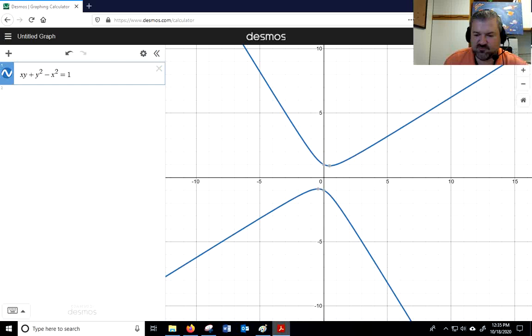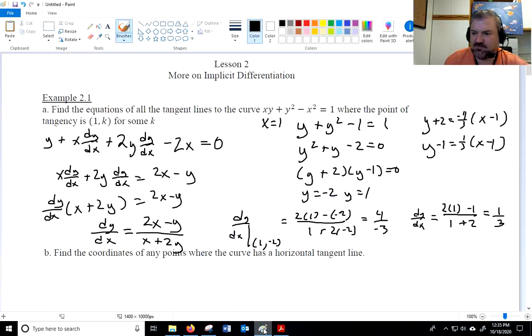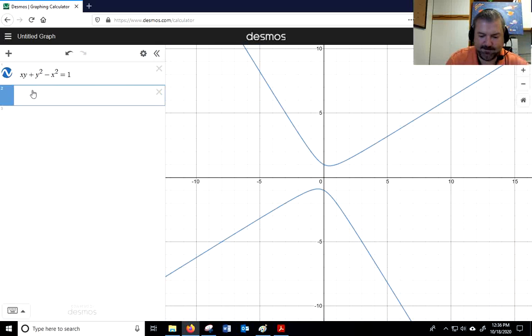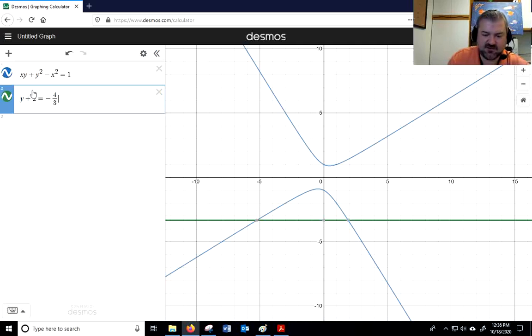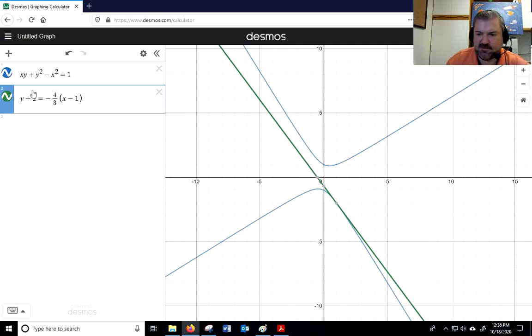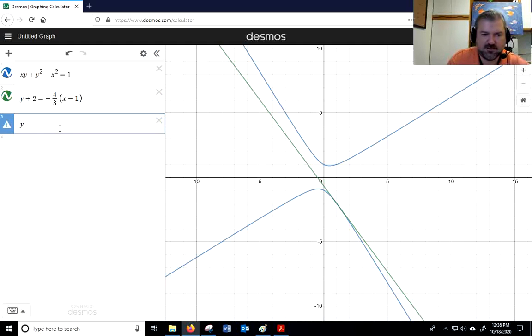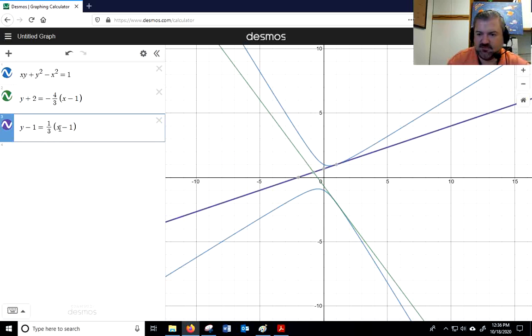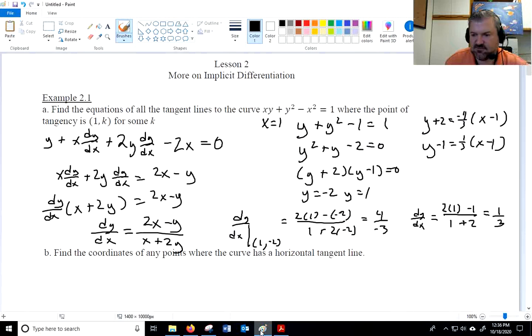Let's graph the first one, which was y plus 2 equals negative 4/3 times (x minus 1). That's one tangency. And the other one, if my memory holds, was y minus 1 equals 1/3 times (x minus 1). I think that was right? Yeah.